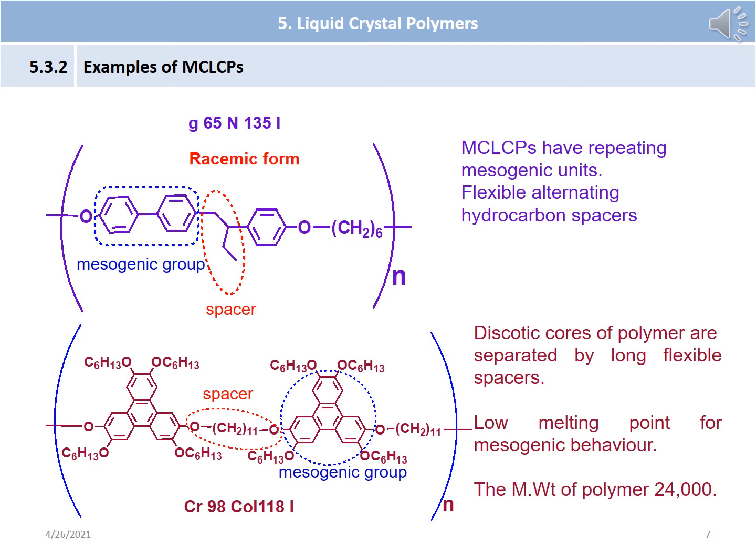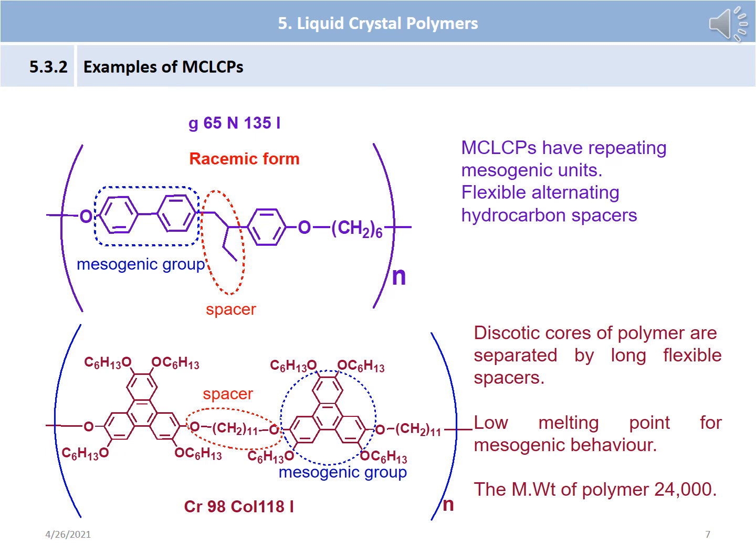Two examples of main chain liquid crystal polymers are shown in this slide. The top example shows the mesogenic group, circled in blue, as rod shaped. Overall, the main chain liquid crystal polymers have repeating mesogenic units connected with flexible alternating hydrocarbon spacers. This polymer will be in glass state at room temperature up to 65 degrees Celsius, then exhibits nematic phase from 65 to 135 degrees Celsius. The nematic phase is contributed by the rod shape of the mesogenic units.